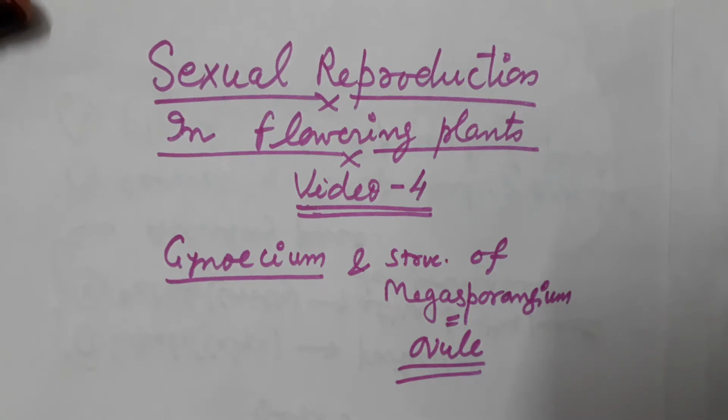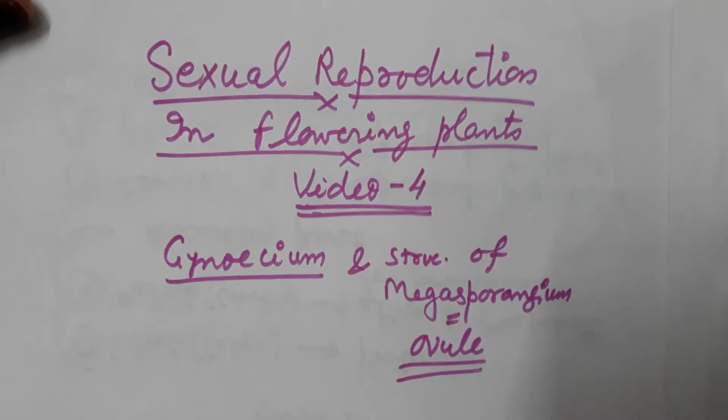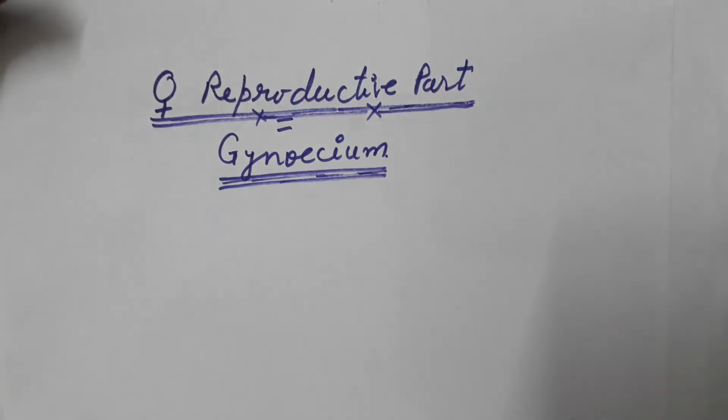In today's class, we are going to discuss the topic related to the chapter sexual reproduction in flowering plants, that is the gynoecium, the female reproductive part of the flower, and we will also discuss the structure of the megasporangium, which we call the ovule. First, I am going to discuss the female reproductive part, which we call the gynoecium.